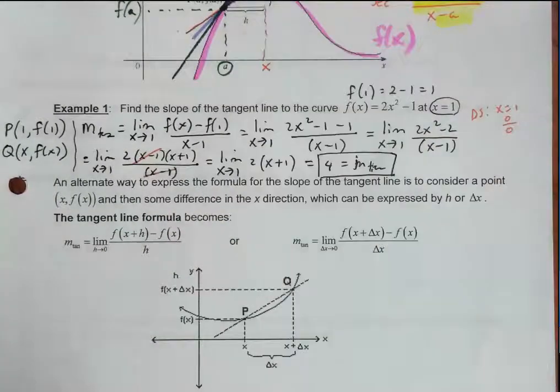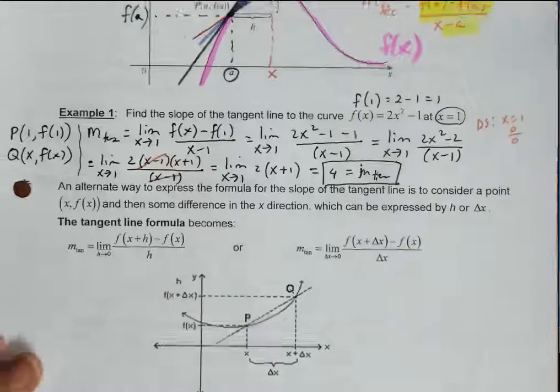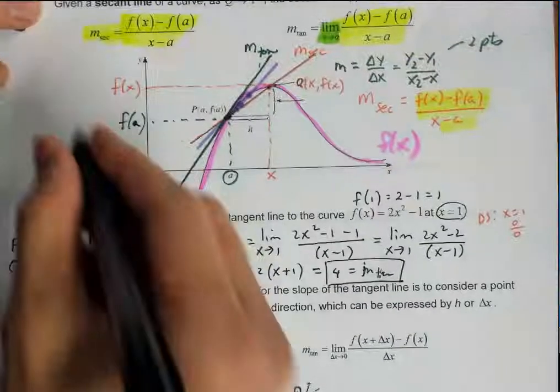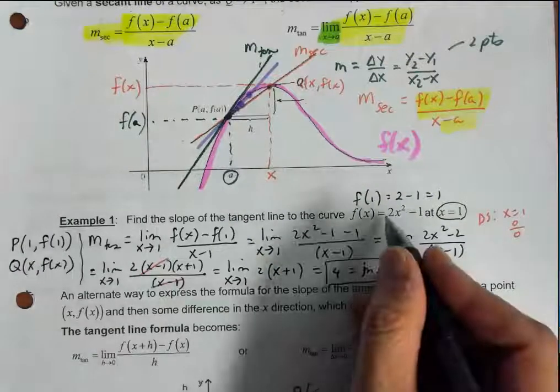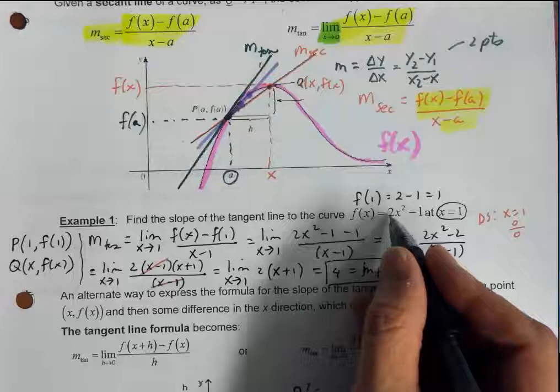Now I'm going to show you graphically what that is representing. So I'd like you to draw this right up here. So our graph is f of x is equal to 2x squared minus 1.